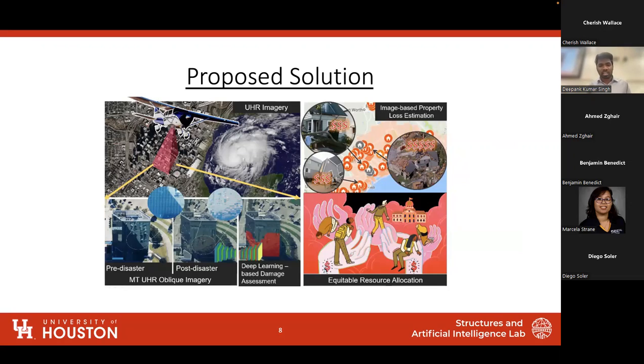Later, after getting those images, we can use deep learning techniques to estimate the damage amount. And further, after getting the damage estimate, it will be easier to build a framework which will give you valuable insight about equitable resource allocation, which will solve the third purpose, where people were getting unfairly penalized.